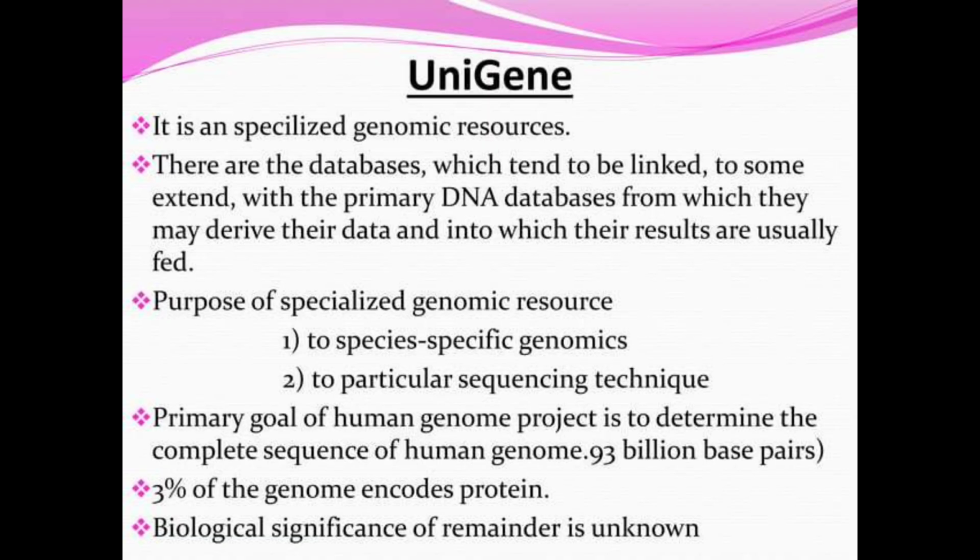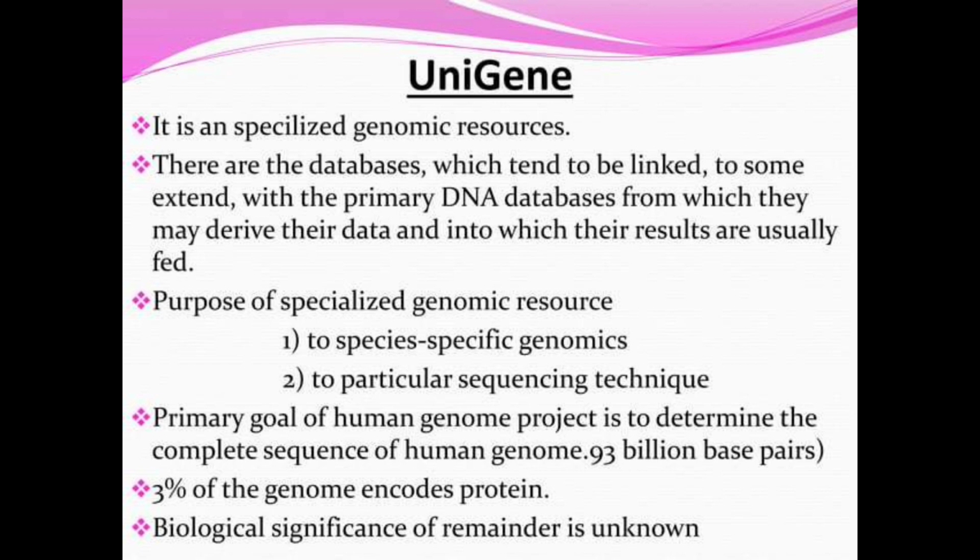The next genomic database available is UniGene. These are all databases which tend to be linked and extended, where the primary database of DNA is available. The purpose of a genomic resource is species-specific genomics and a particular sequencing technique.